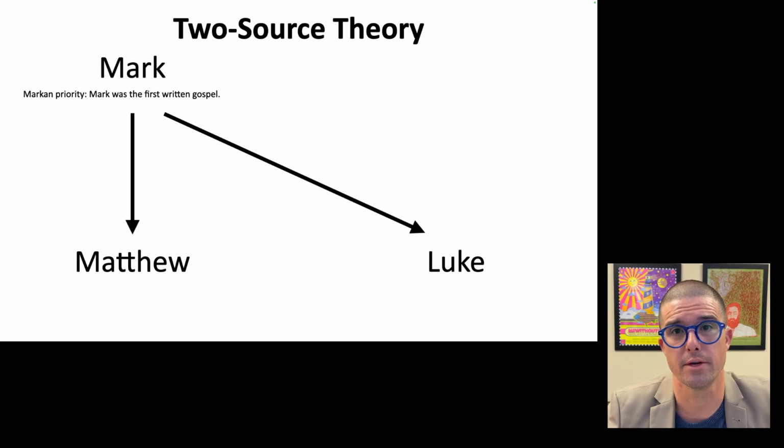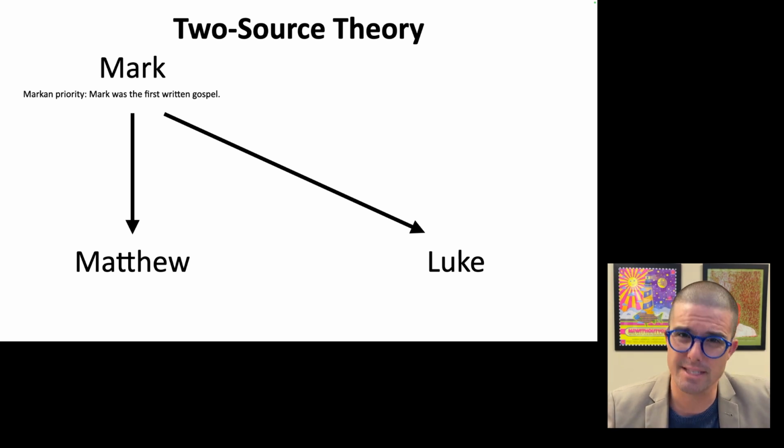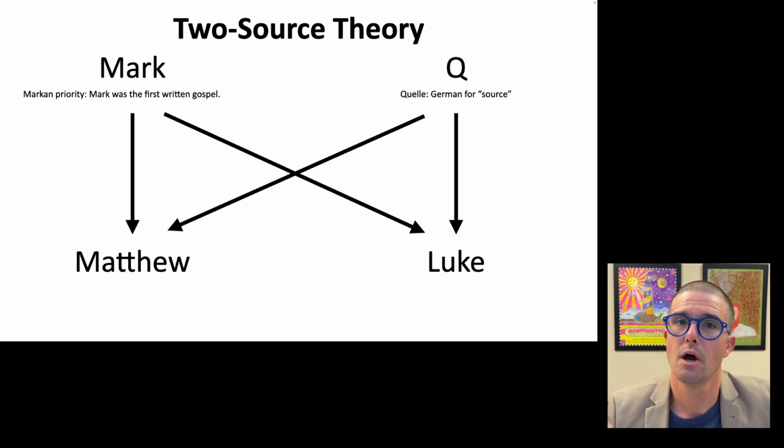The two-source theory remains the most widely accepted solution to the synoptic problem. At present, I'd estimate that about 60 to 70% of New Testament scholars accept the two-source theory as the best solution to the synoptic problem. According to this theory, in addition to Mark, the Gospels of Matthew and Luke use another hypothetical document, which they call Q. It stands for Quelle, which is the German word for source.